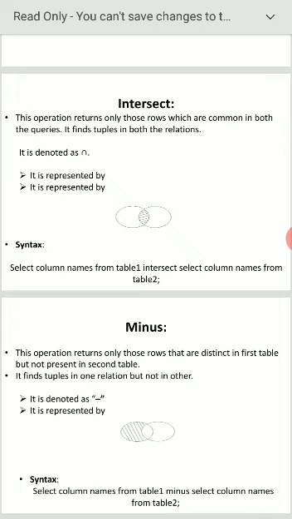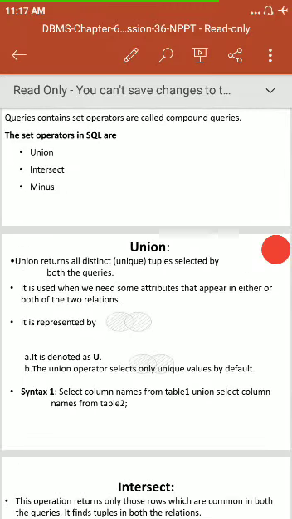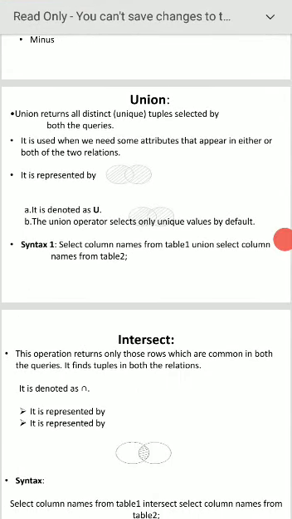But what is minus now? It will extract only those rows that are present in the first table but not in the second table. That means distinctly in the first table but not present in the second table. That is the difference between union, intersect and minus. Let us look at the figure, the graph.